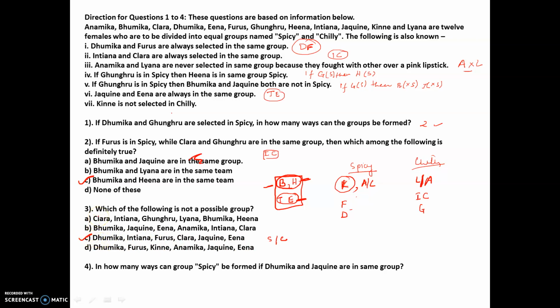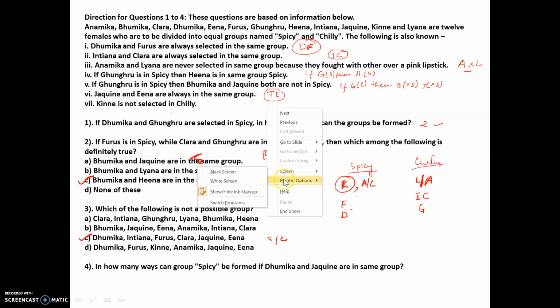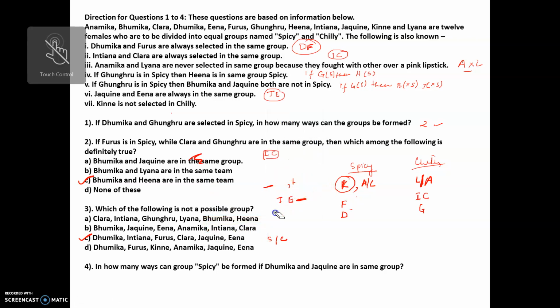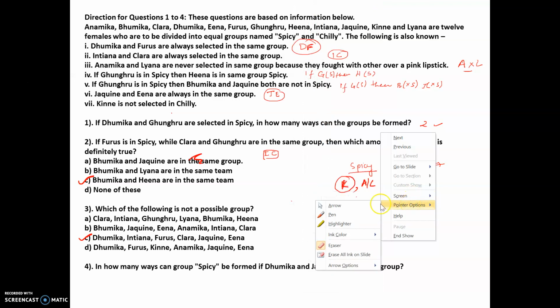Right? So now we try and look at the last question that is there. For that also we need to follow the conditions that are there basically. So let's try and figure that out. Right. So we know K has to be in spicy. K has to be in spicy. And we also know that of L and M, somebody will be in chili and somebody will be in spicy. Okay? So we just keep that much as it is.